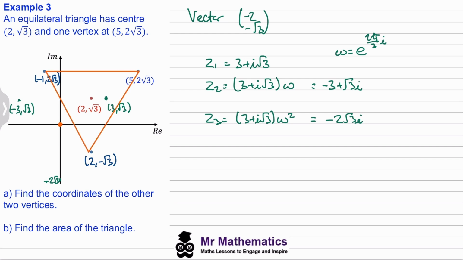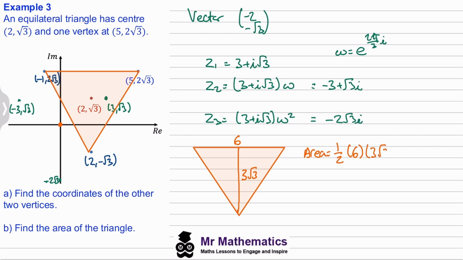And then for part B, find the area of this triangle. So if I sketch this out separately, we know the horizontal length goes from negative 1 to positive 5. So this will have a base of 6. And the vertical goes from 2 root 3 down to negative root 3. So this will be 3 root 3. So the area of our triangle will be 1/2 of a base multiplied by the perpendicular height. And this works out as 9 root 3 units squared.